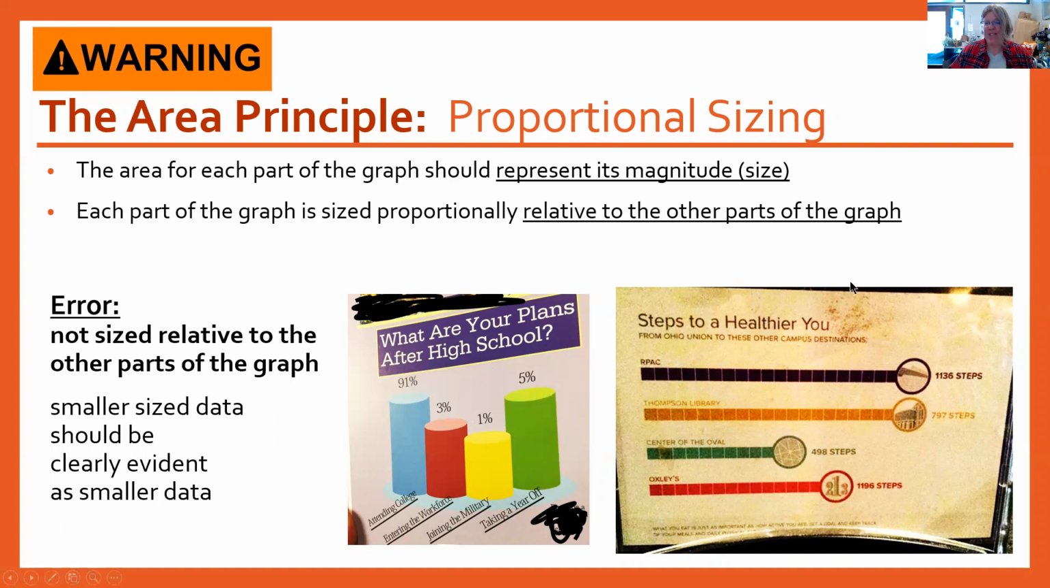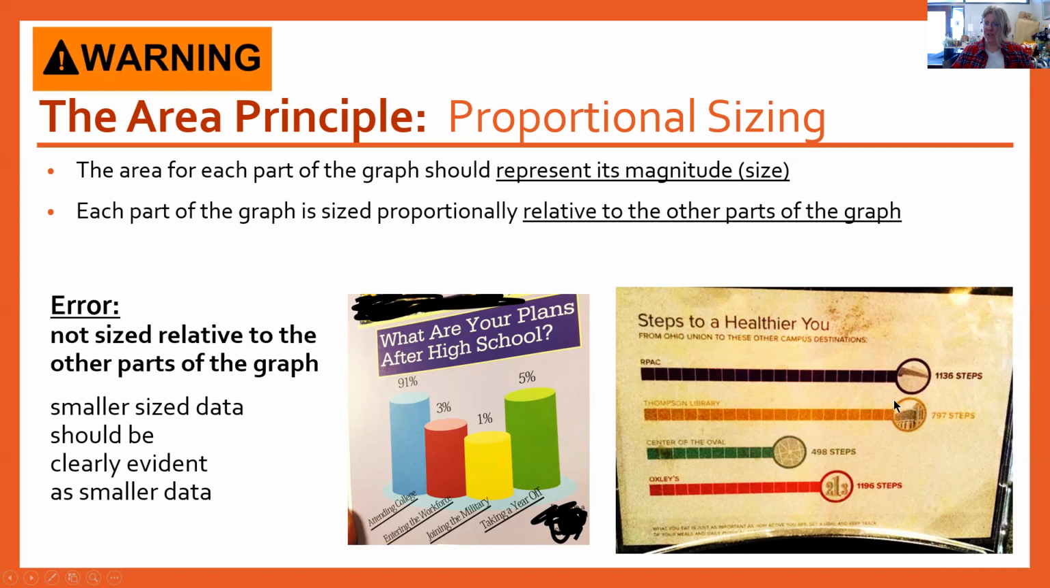This graph on the right is also from an educational institution. This one's from a university, not Western, but somewhere else. It's titled Steps to a Healthier You, and it counts the number of steps from the Ohio Union to other campus destinations. The first bar on here is 1,136 steps. That's to get to RPAC. That's fine. But let's look at the second bar.